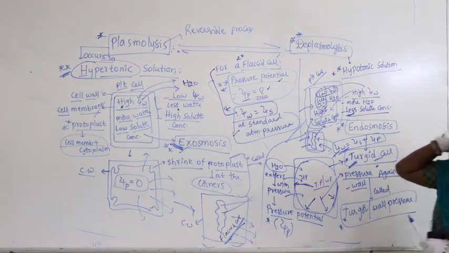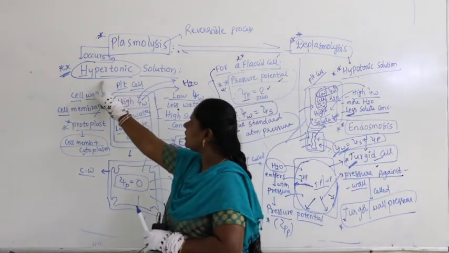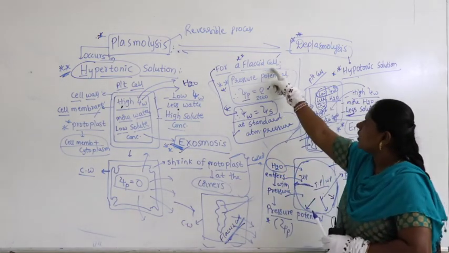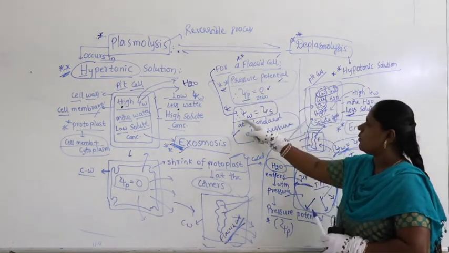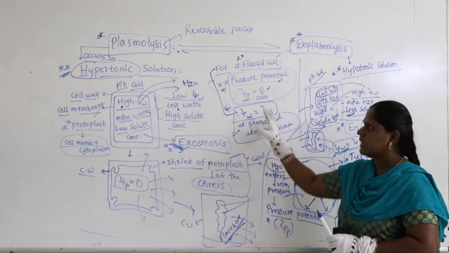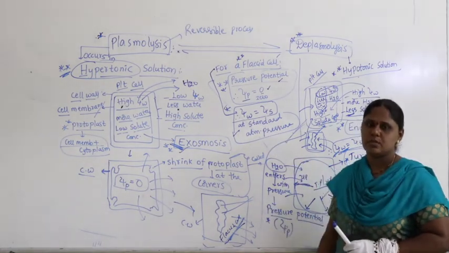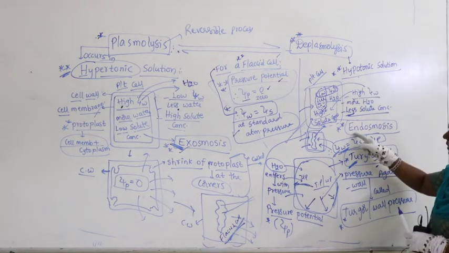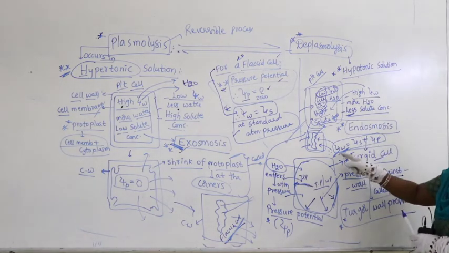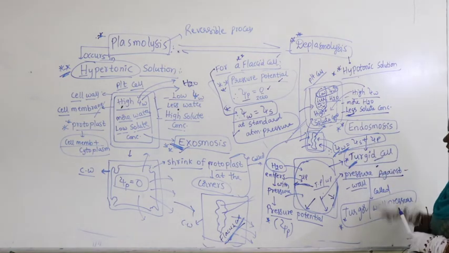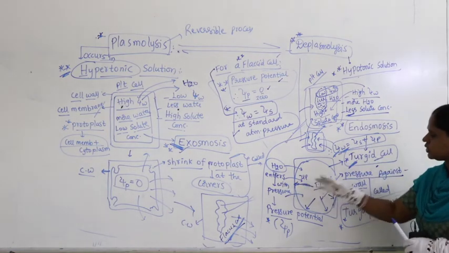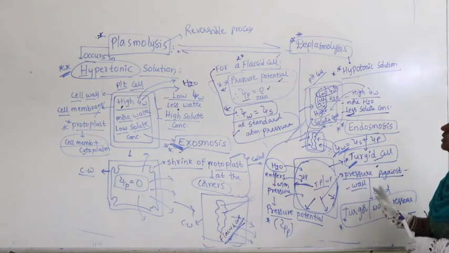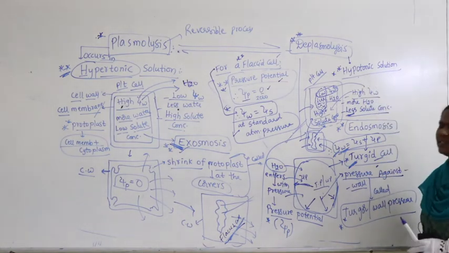That means for plasmolysis you have to remember hypertonic and exosmosis, remember the flaccid cell, pressure potential is zero, and water potential is equal to solute potential. These are the main aspects to remember for plasmolysis. Immediately, for deplasmolysis remember hypotonic, endosmosis, turgid cell, water potential equal to solute plus pressure potential. Here this is pressure potential, and against the wall is turgor or wall pressure. These things you have to remember for deplasmolysis.